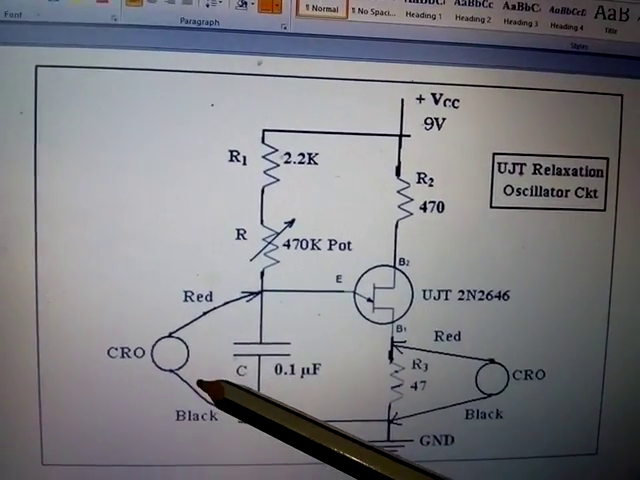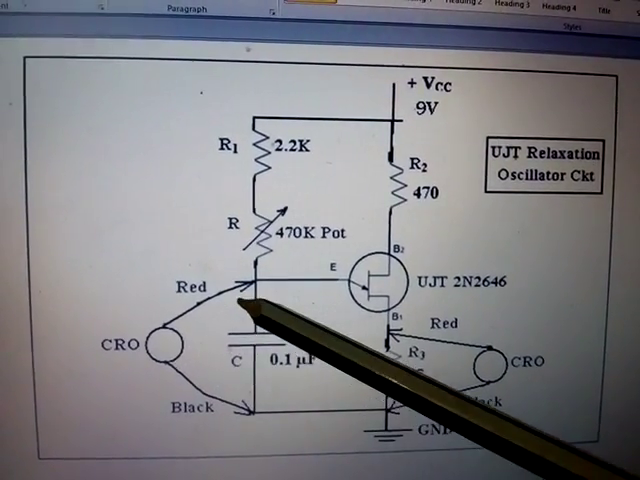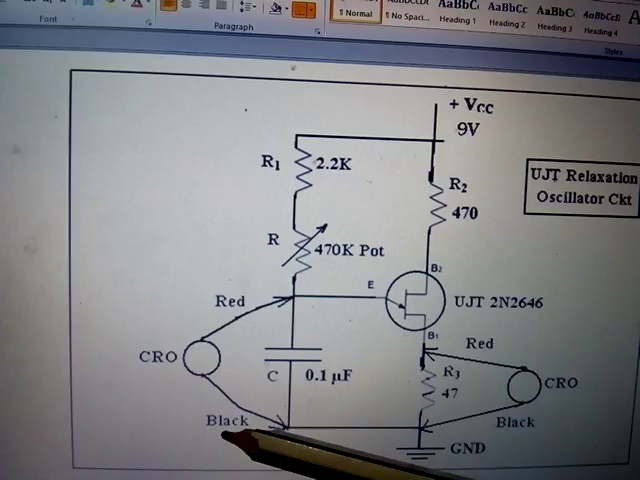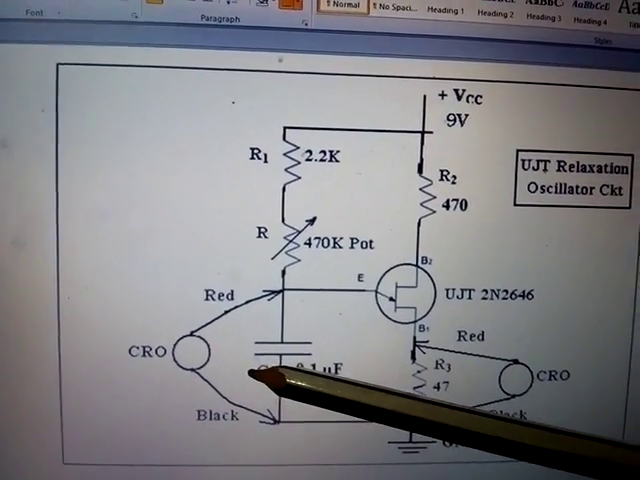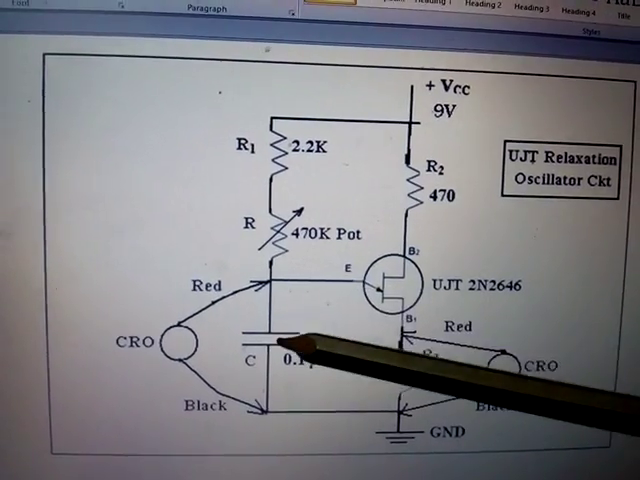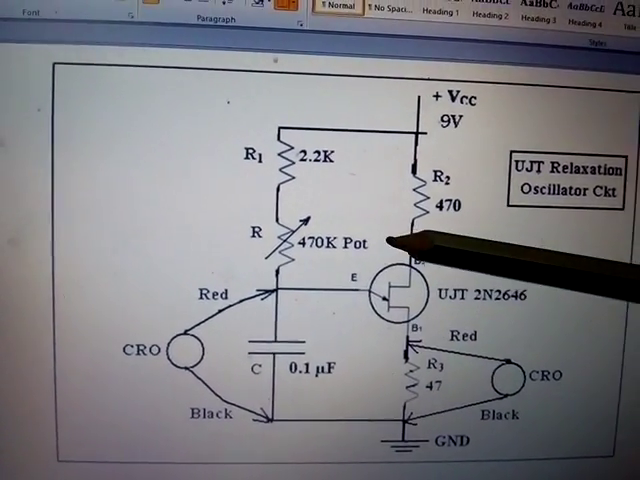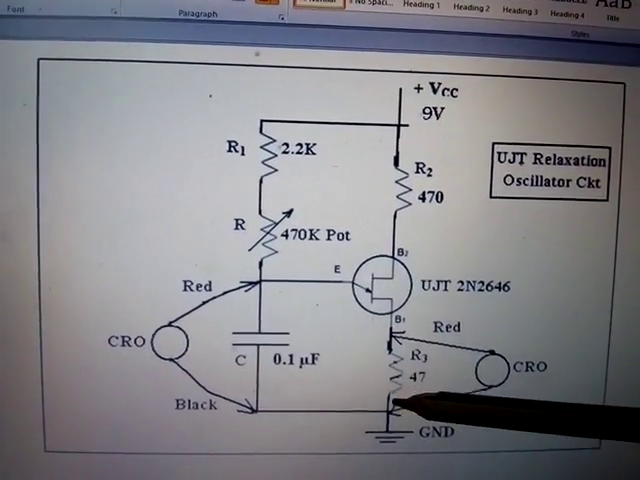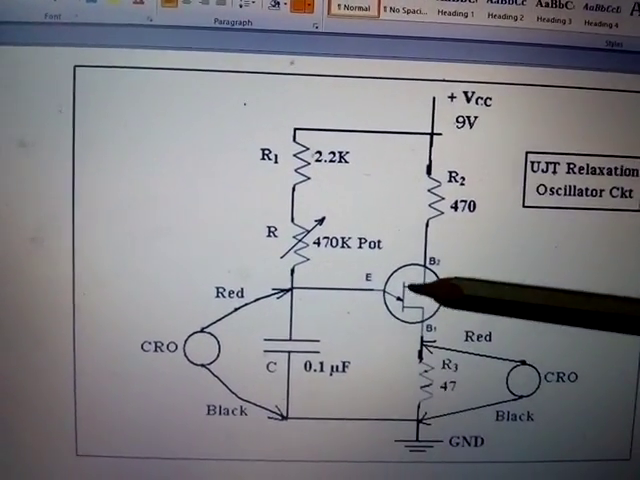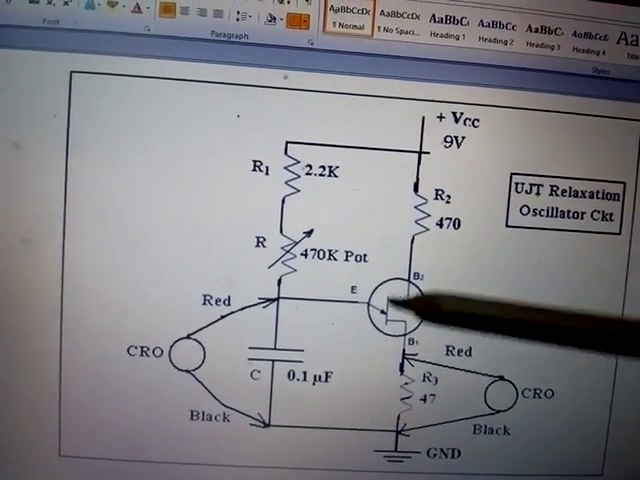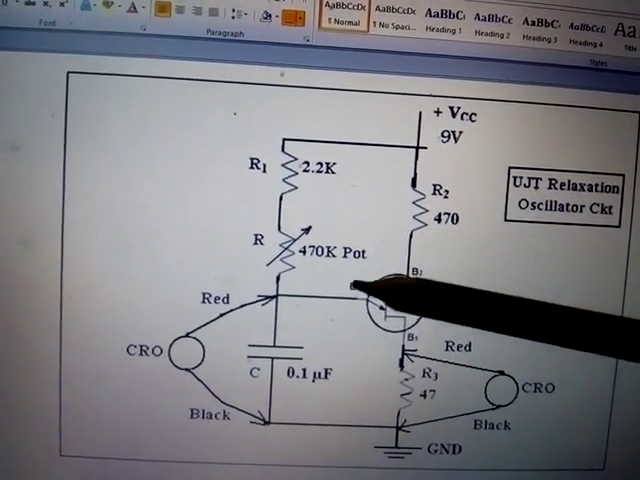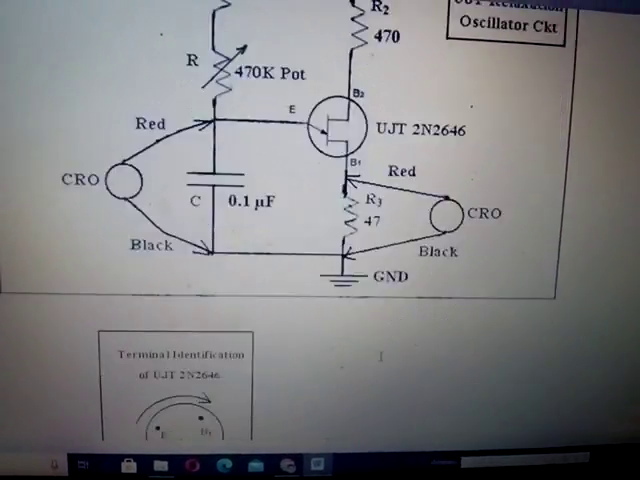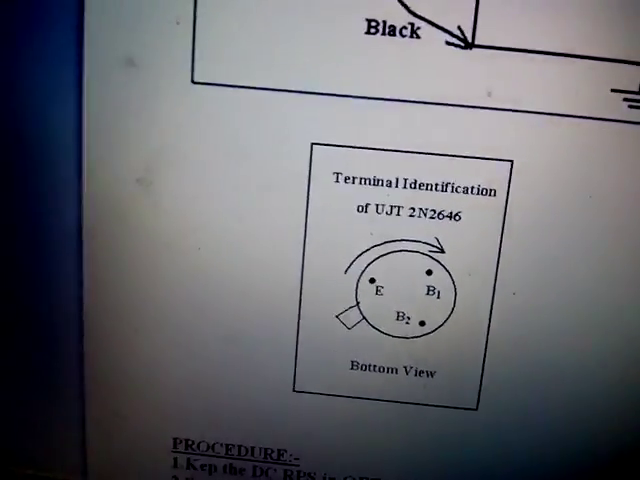And here you have to use the CRO probe, red here, black here. At a time only one output can be given to the CRO. You can give two signals or two outputs also, one input and one output, however it is, but our CROs are not so good, hence we will give one signal at a time. And then you know the terminal identification.